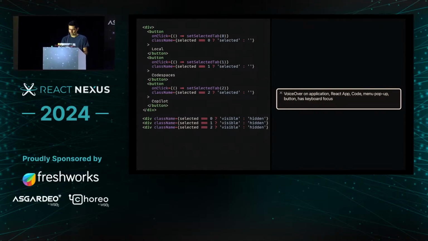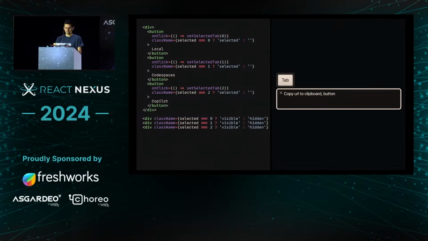So I'm going to do that. Local, button. Codespaces, button. Copilot, button. Copy URL to clipboard, button. HTTPS, GitHub Primer React Git, content select. Open with GitHub Desktop, button. Download zip, button. Local, button. Oh, I see, it loops back to the first button.